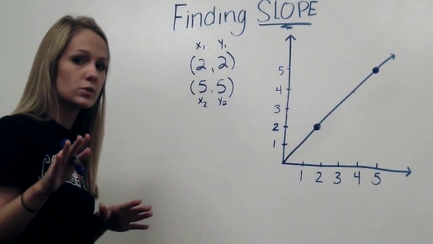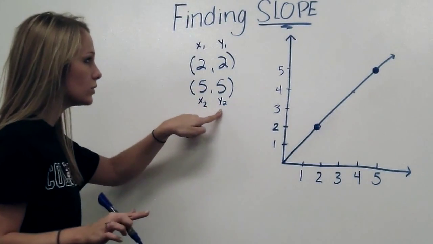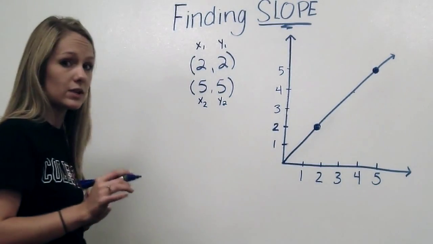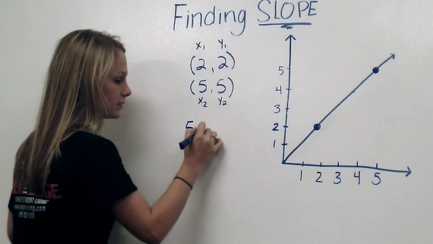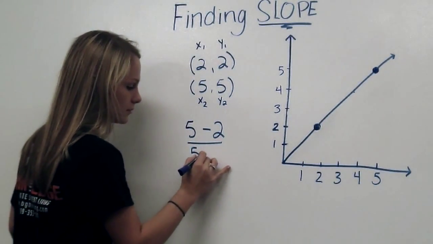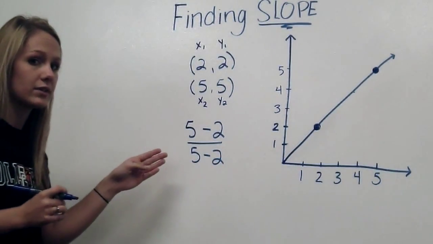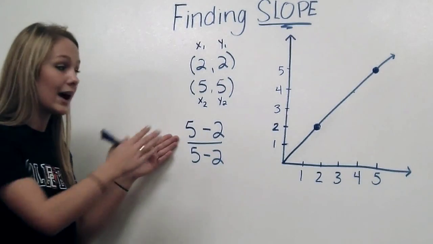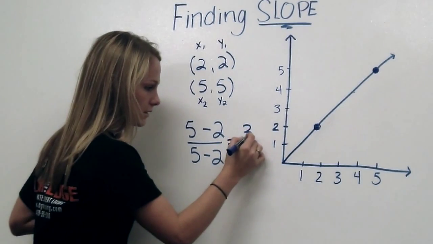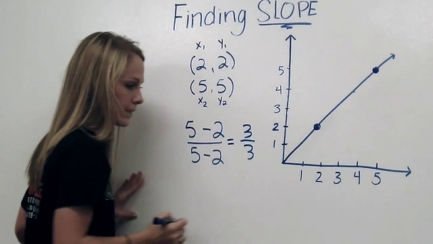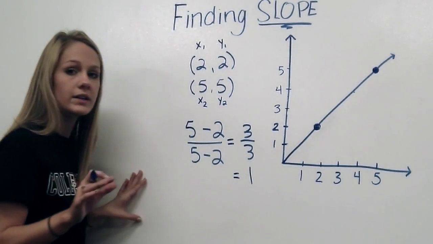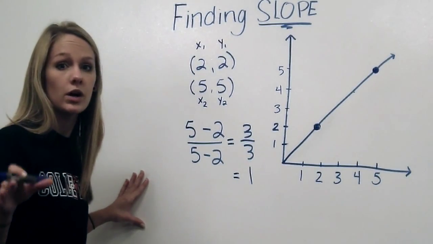To find the rate of change between these numbers, we need to subtract y1 from y2 and divide that by x2 minus x1. So let's do that. 5 minus 2 all over 5 minus 2. It won't be the same in every case as the one we chose here, but now we can subtract the two values. 5 minus 2 is 3. 3 over 3 can be reduced to 1. 1 is our constant rate of change, which is also our slope.